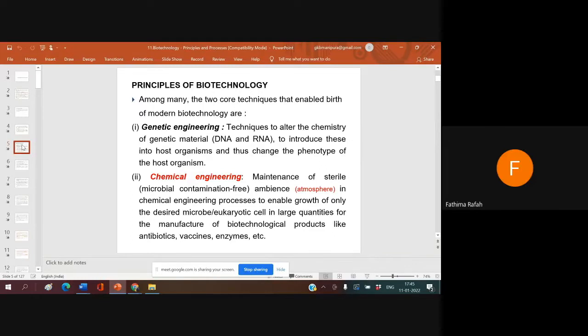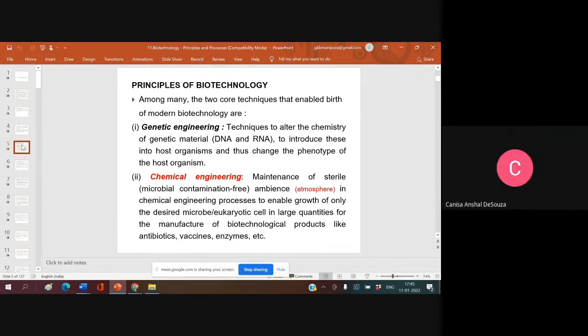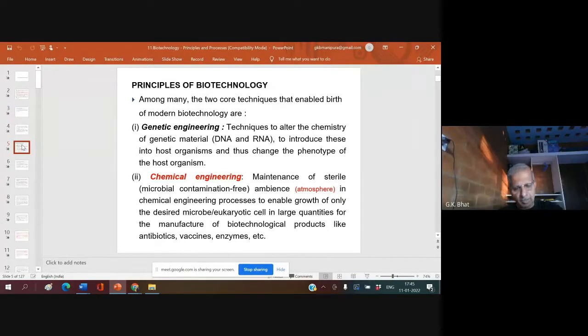Aisha: Sir, is it altering their structure? How? Altering what structure? Altering DNA sequences. That means the sequence of bases. So addition, deletion, substitution. Yes, you are right. Altering the chemistry of genetic material means we are going to alter the base sequence of DNA and RNA.